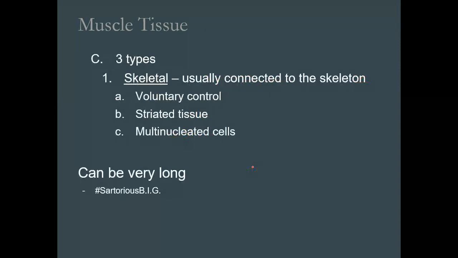All right, so there are three main types of muscle tissue, and the first one is called skeletal muscle. This one's really easy to remember because in almost all cases it's connected to your skeleton. The reason is that it's involved with moving your bones. When you move your biceps, you contract it to move the bones of your forearm and move your hand up closer to your shoulder. We call that flexing.